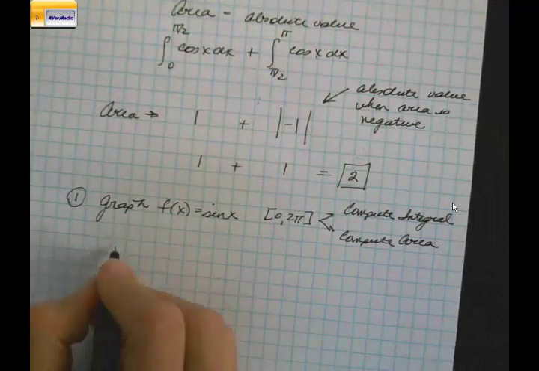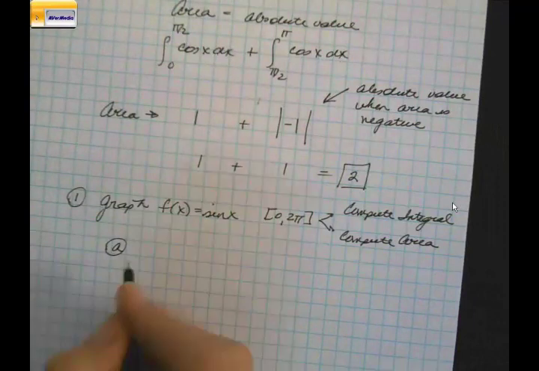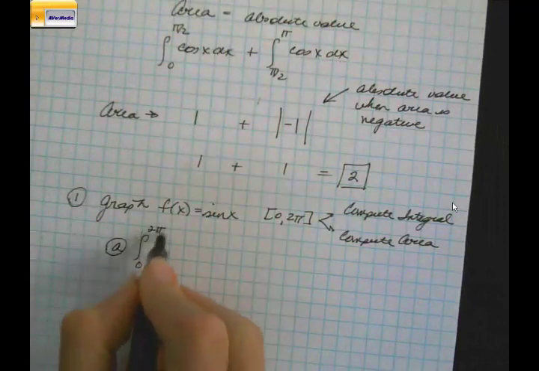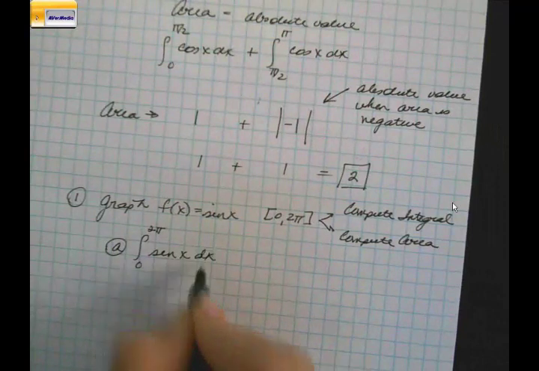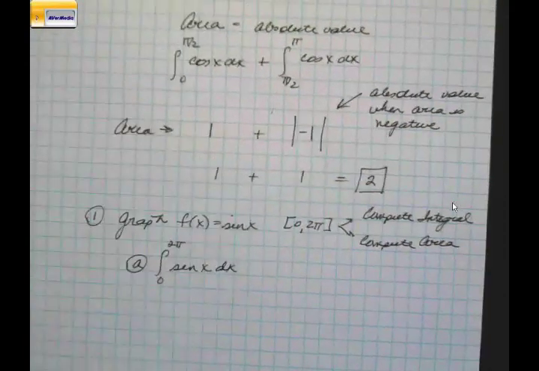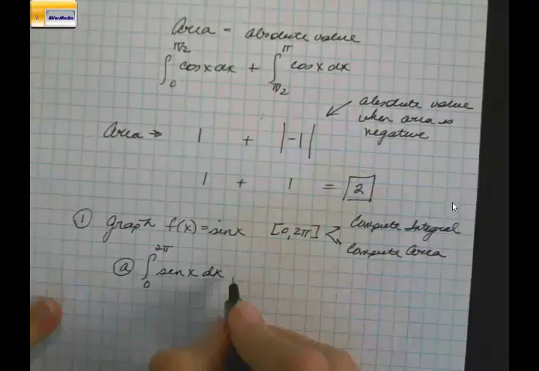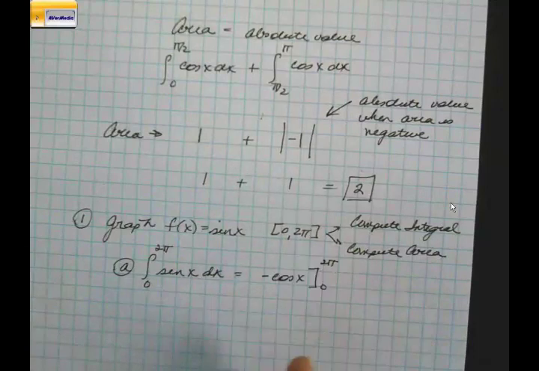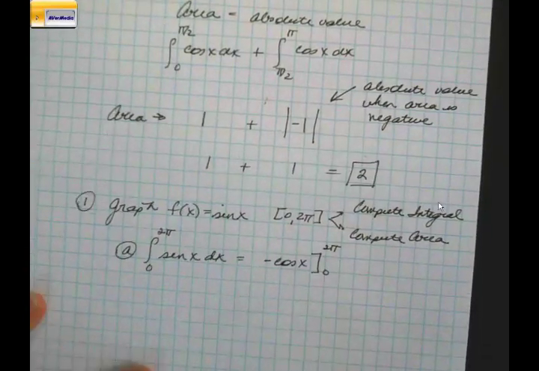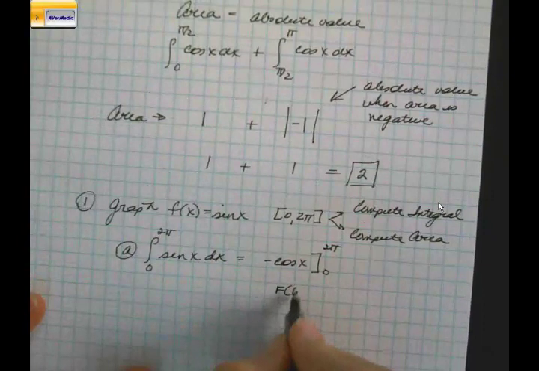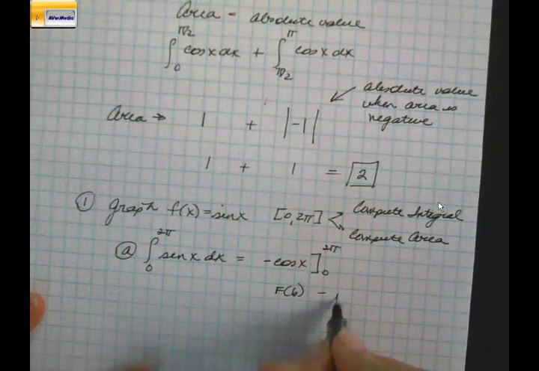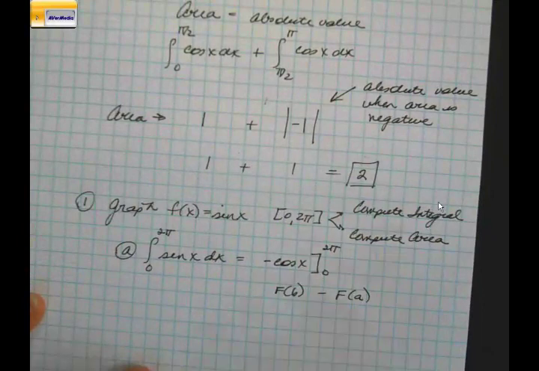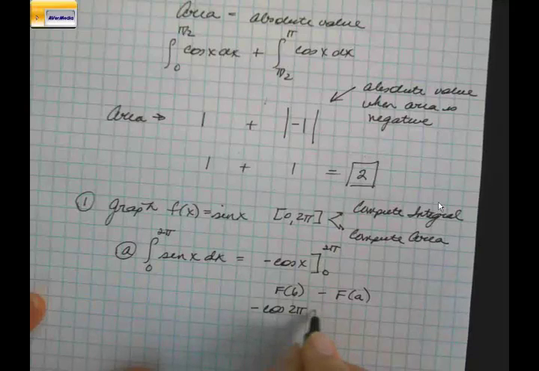So if we just compute the integral alone without thinking area, then we would simply integrate from 0 to 2 pi of sine x dx. That's just sheer algebraic integration. So when you integrate sine x, you get negative cosine x, evaluated from 0 to 2 pi. So then when you do the f of b, the antiderivative at the upper bound minus the antiderivative at the lower bound, then you're going to get a negative cosine of 2 pi minus a negative cosine of 0.